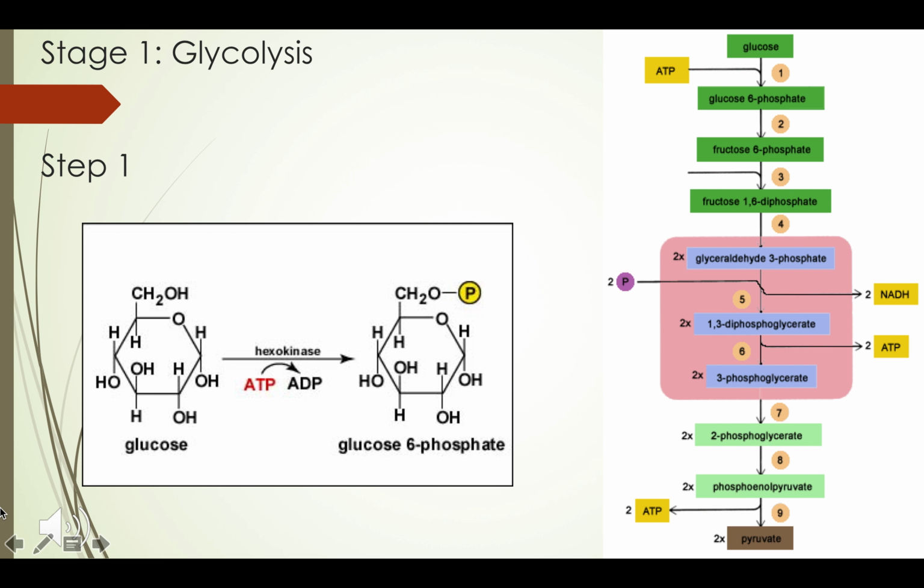The word glycolysis means glucose splitting, which is exactly what happens in glycolysis. Enzymes split one molecule of glucose into 2 molecules of pyruvic acid, and this is a series of 9 steps.